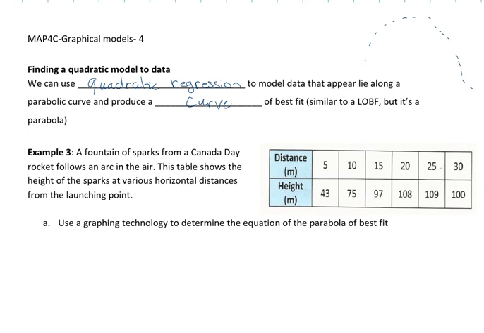So what you're going to do is take this data, put it in Excel, and make a scatter plot. Then we're going to talk about how to find the line of best fit, or the curve.